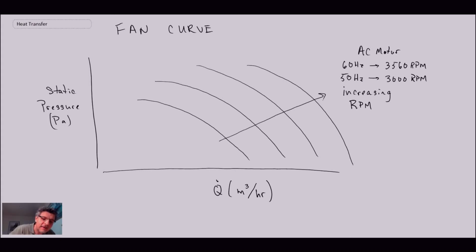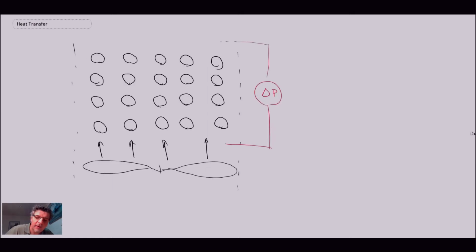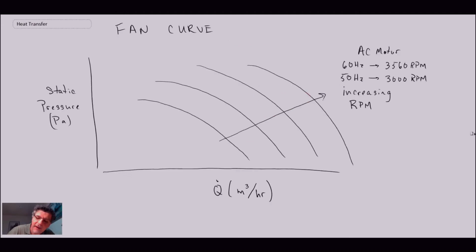Now, the system itself is determined by the pressure drop. This pressure drop, delta P, is going to be a function of the volumetric flow rate going through the system. Consequently, as we change the volumetric flow rate, we will have a curve that does something like this. That is what they sometimes call the resistance curve.